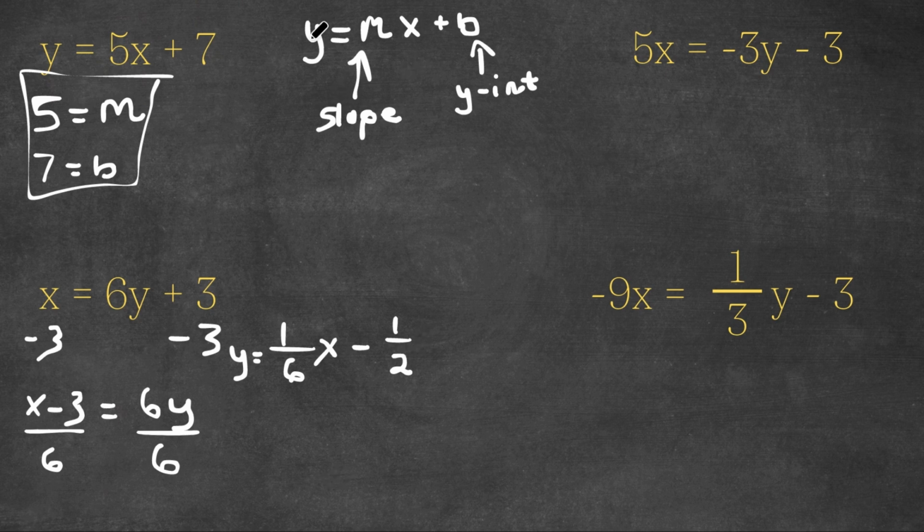And now, as you notice, this is in the form y equals mx plus b. So m, this would be 1 over 6. And b, this is going to be negative 1/2.